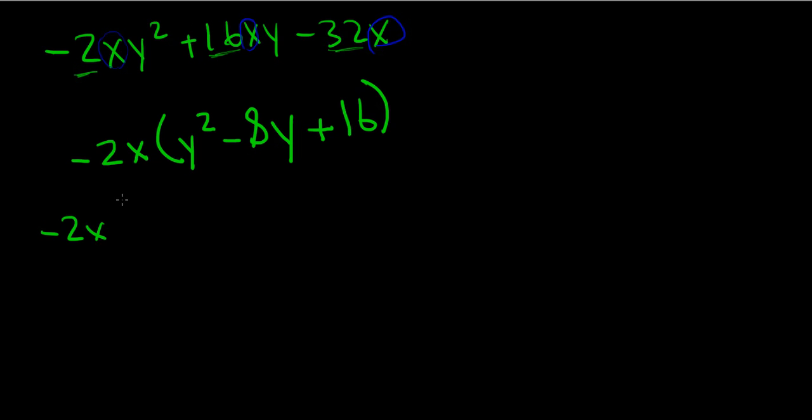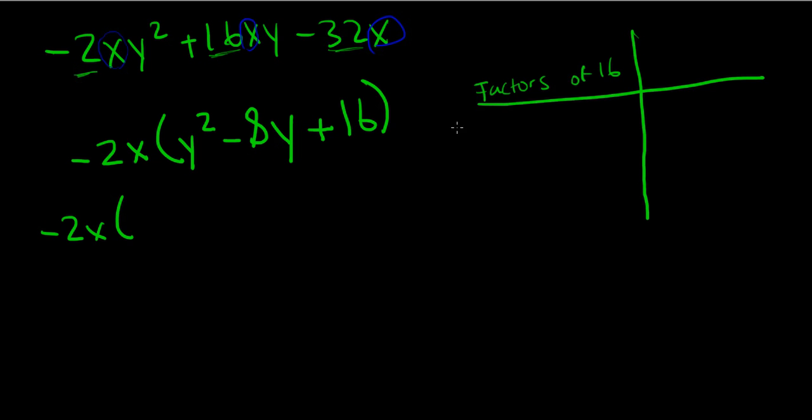Now if we look at what we have in the parentheses again, we can see that we actually have a perfect square trinomial. And because we have a perfect square trinomial, let's look at the factors of the y squared and 16. So the y squared would be y times y, and then the 16 would be 4 times 4.